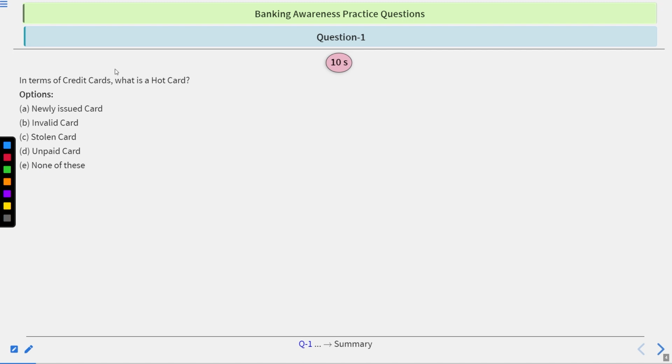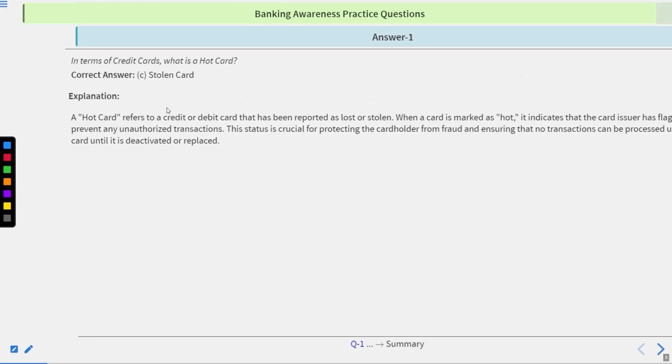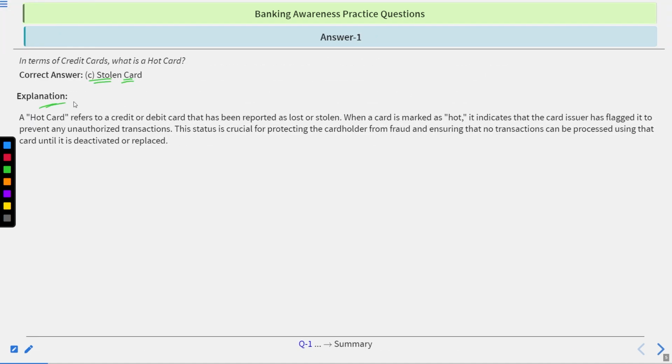So the first question you can see: in terms of credit card, what is a hot card? To answer this, you have 10 seconds. Time starts now. Okay, the time's up. The correct answer is C, stolen card. Explanation: hot card refers to a credit or debit card that has been reported as lost or stolen. When a card is marked as hot, it indicates that the card issuer has flagged it to prevent any unauthorized transaction. This status is crucial for protecting the cardholder from fraud and ensuring that no transaction could be processed using that card until it is deactivated or replaced.